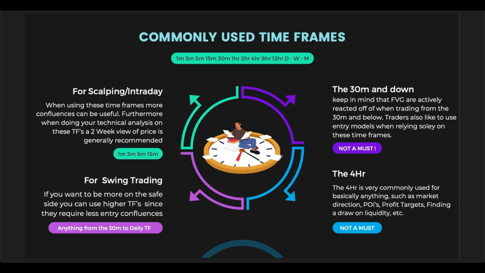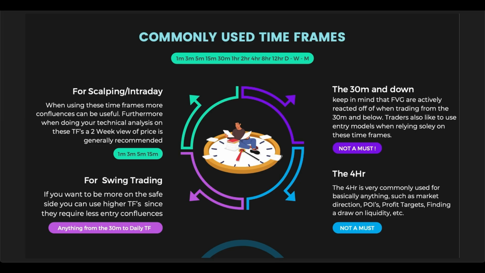Okay, now for scalping or intraday, when using these time frames, more confluences can be helpful. Furthermore, when doing your technical analysis on these time frames, a 2-week view of price is generally recommended. That's when using anything from the 1 minute up to the 15 minute, right? But again, you can use whatever time frames you want as long as it's around this range or even further down, right? So let's say you're on the seconds time frame, you can definitely use a 2-week view. Generally, that's what I recommend.